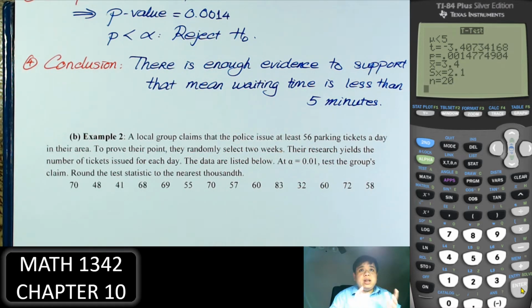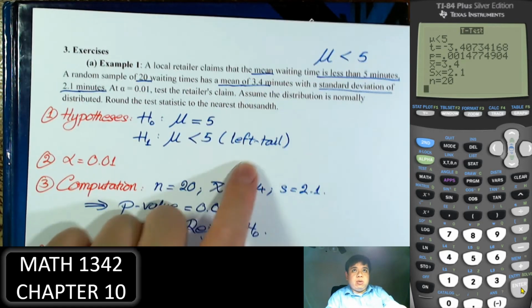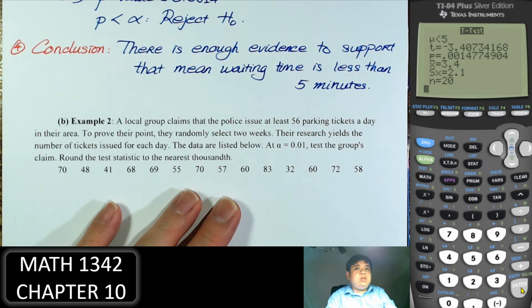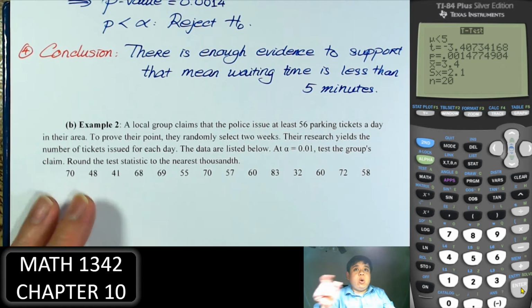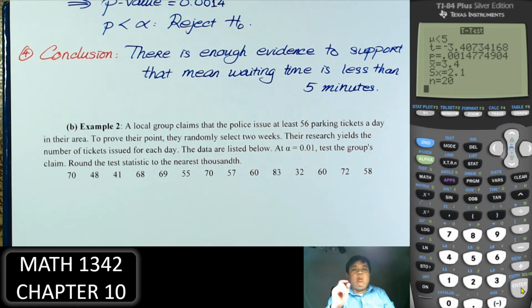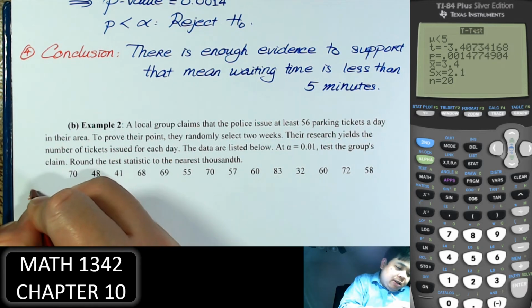The difference here is we do not have the statistics of that sample. We have the data. So it's fine. From here, we can store this into list 1 and then find the one-variable statistics, or we can just use the t-test and use the data in the t-test. But first, the hypothesis.